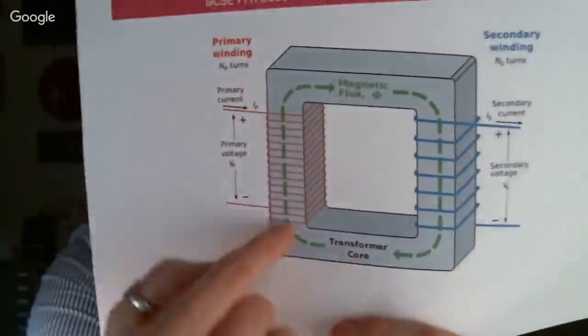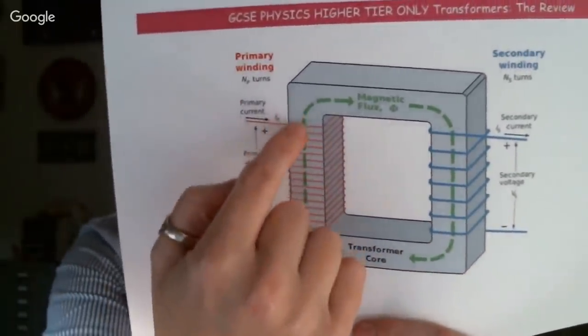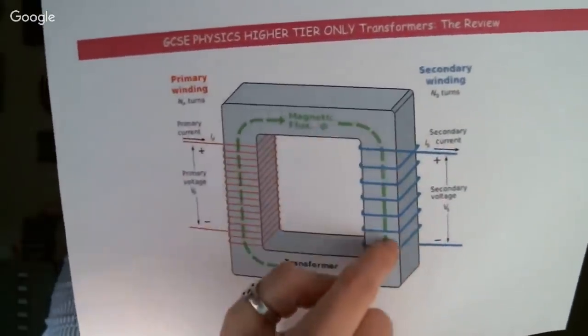Now, when we look at what our transformer looks like, it's quite simply an iron core, and then we've got coils of wire around the two sides. So we've got our primary coil and our secondary coil. The key thing about our transformers is, first of all, that the core is made of a magnetic material. And secondly, the number of turns on the primary compared to the secondary coils. What we find is the magnetic field is trapped inside that iron core.